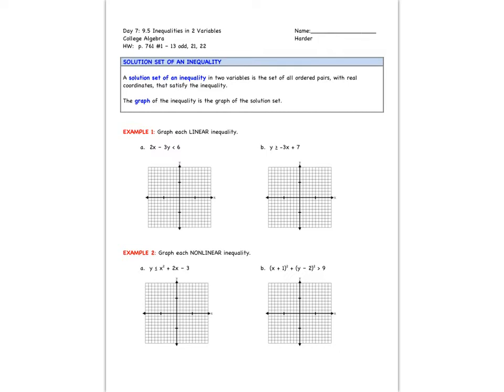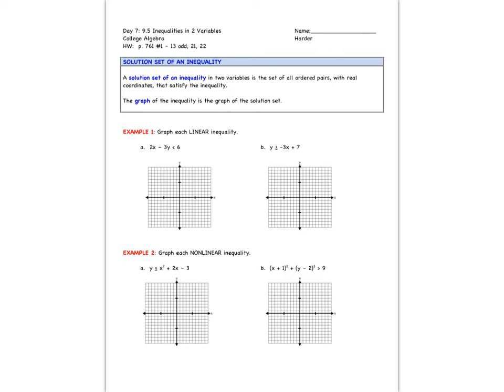So to get started, a solution set of an inequality. A solution set of an inequality in two variables is the set of all ordered pairs with real coordinates that satisfy the inequality. The graph of the inequality is the graph of the solution set. So basically we're thinking shaded region, okay?